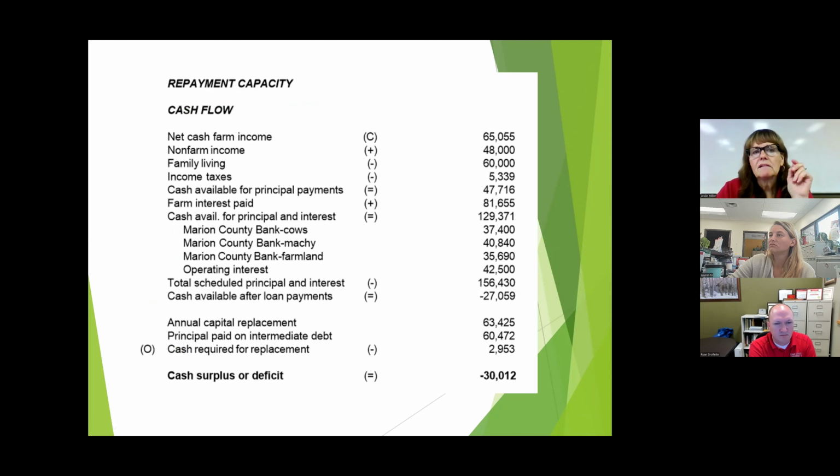We're going to look at the cash farm income because that's money that's out there for paying principal and living expense and income taxes. It adds back off-farm income. In this case, we had an off-farm income of $48,000. We had family living expenses of $60,000. And FinPac calculated that this operation will pay $5,339 in income taxes.